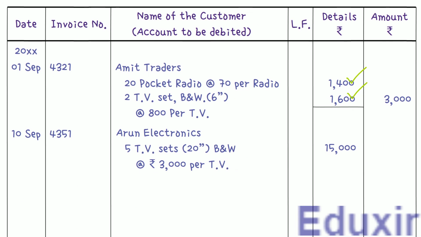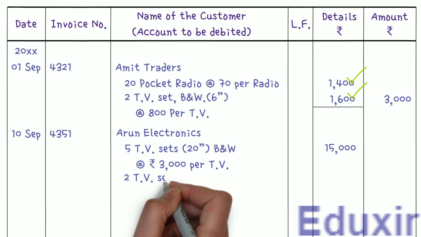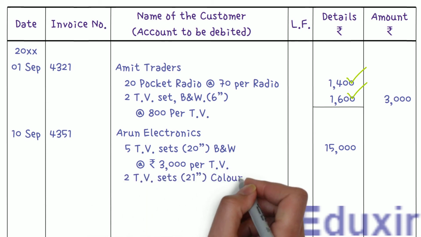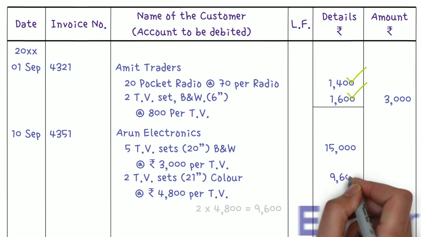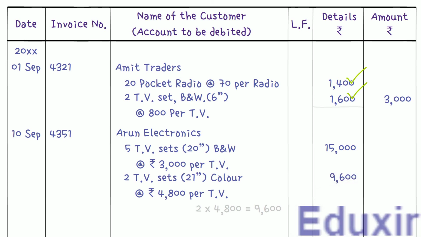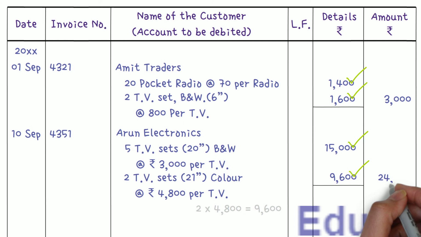Let us first write the sales details as two TV sets 21 inches color at the rate of 4800 rupees per TV. Two 4800s are 9600 rupees. Let us write these 9600 rupees in the details column. As we are done with the recording of these transactions in this sale, let us now find the total. The total of 15,000 and 9600 is 24,600 rupees. Note that we have written this total in the amount column.